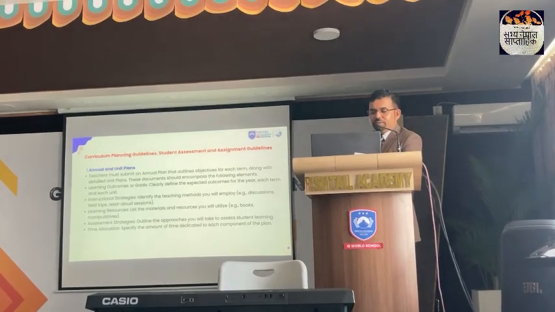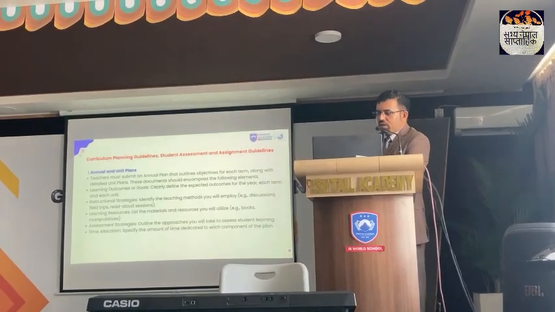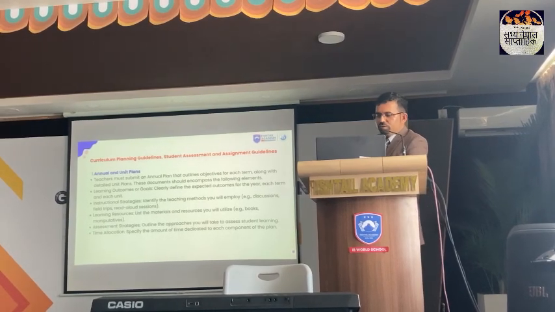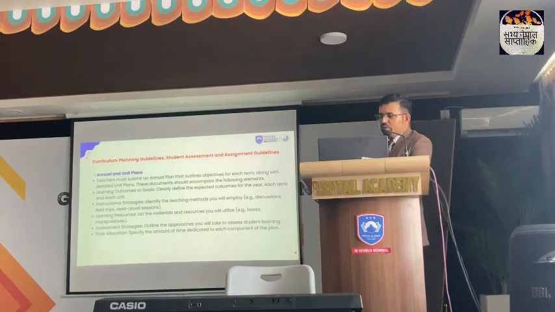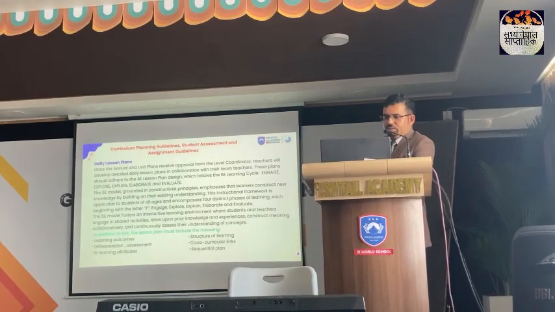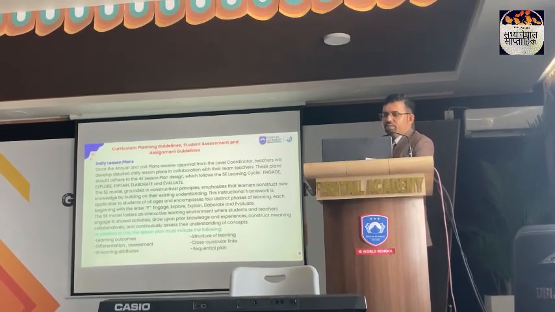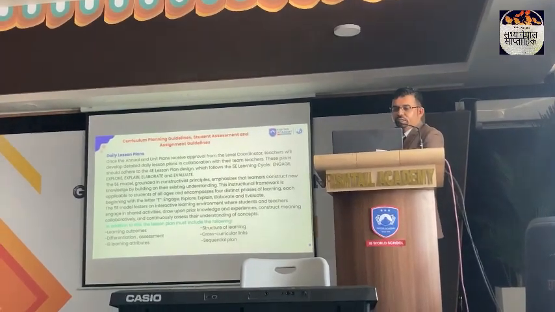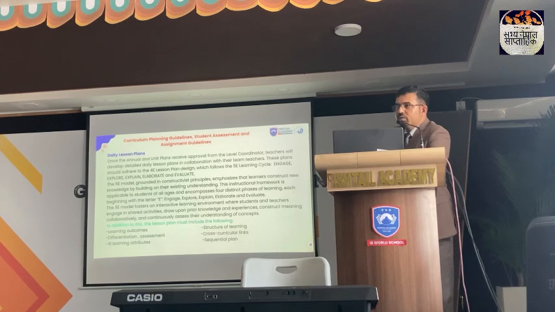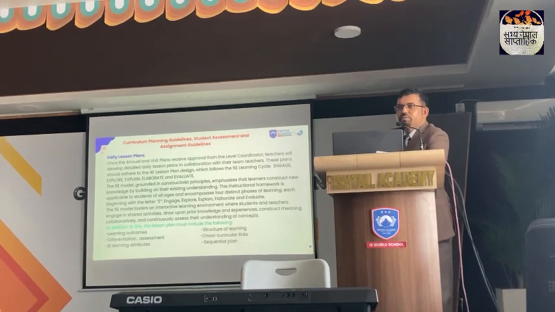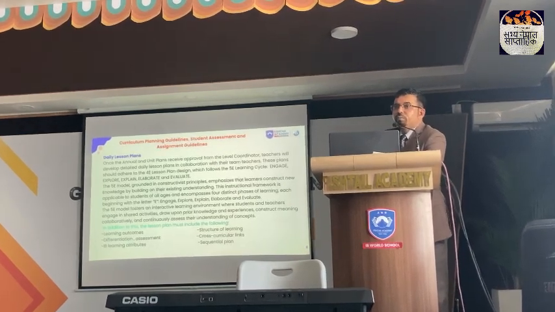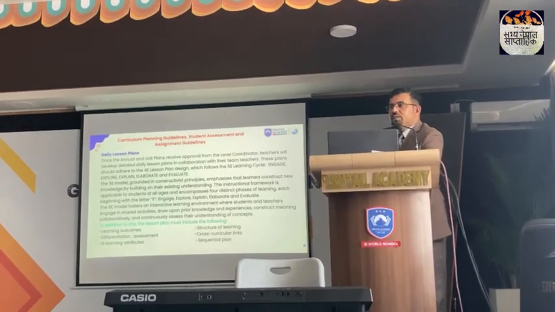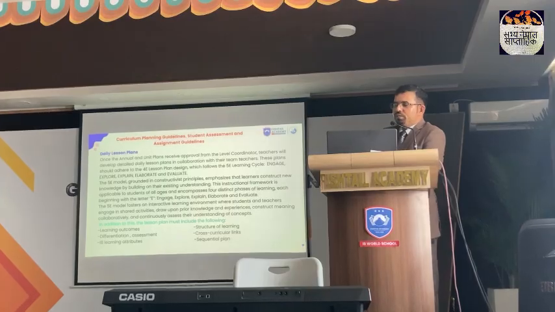So we can plan that out, and assessment strategies, like outline the approaches you will take to assess student learning, and time allocation, right? Specify the amount of time dedicated to each component of the plan. Yes. Next is the daily lesson plan. When we prepare our lesson plan, there is the 5E cycle: engage, explore, explain, elaborate, and evaluate. Maybe every lesson it may not be applicable. Wherever applicable, let's try to make our lesson plan accordingly, right? Each lesson, we should go with this 5E cycle.